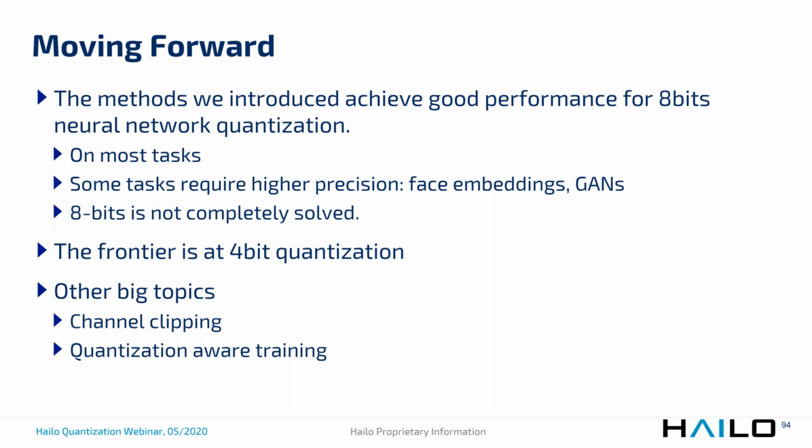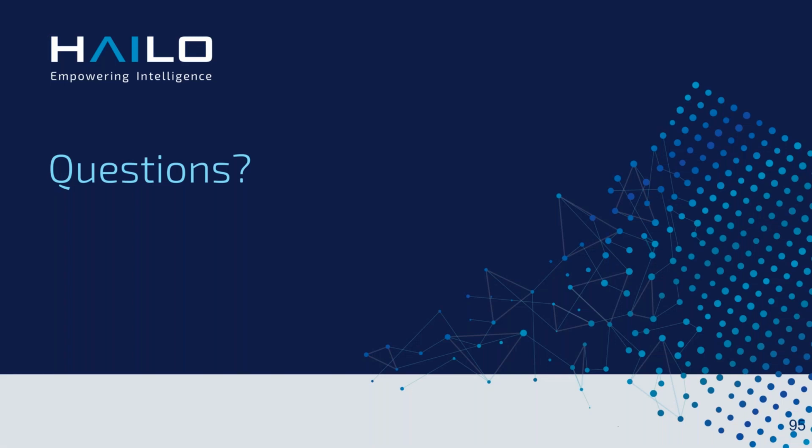Moving forward, I would say that 8 bits is mostly solved. It's not completely solved, there are always outliers, but if you use both of these methods, in 95% of cases, 8-bit quantization is going to do a good job. It's a bit task dependent. And the frontier is now 4-bit quantization. That's where most of the research is centered. And there are other very interesting topics like channel clipping and quantization aware training, but they're sadly out of scope for us. So I think this is a good time to stop and take questions.